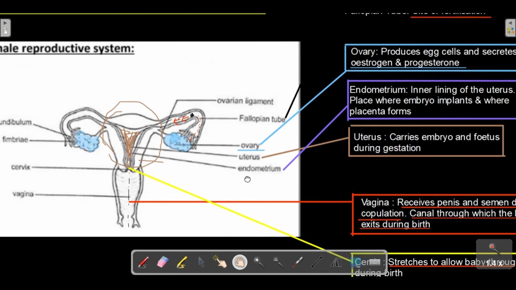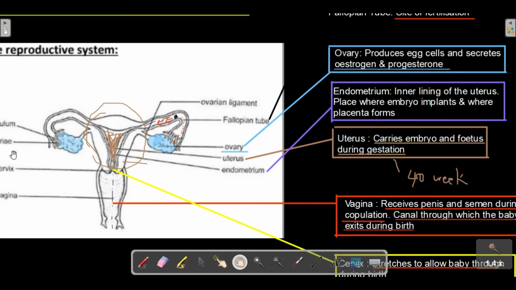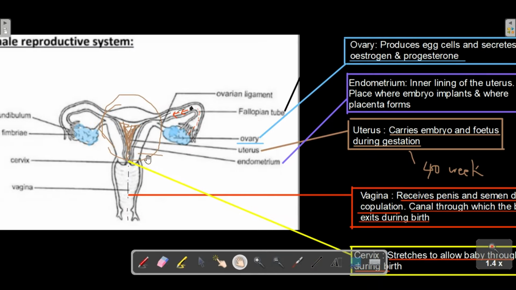The uterus's job is to carry the embryo and fetus during gestation. Gestation is a fancy word for pregnancy, the period of 40 weeks. The uterus, which is what they call a womb, is the structure that carries the embryo and fetus. Embryo is the term we use for the developing baby during the early stages, and fetus is the word we use for the developing baby after 2 months. So after 2 months it becomes a fetus.